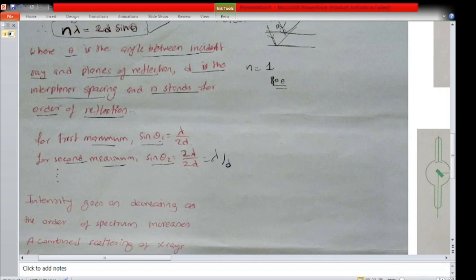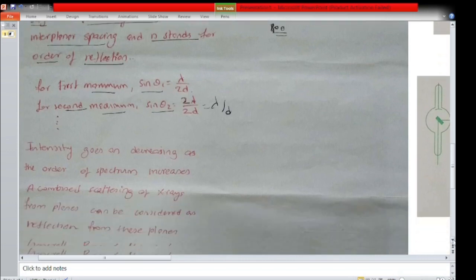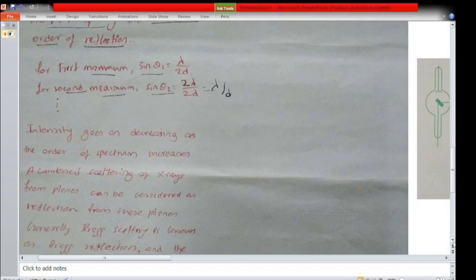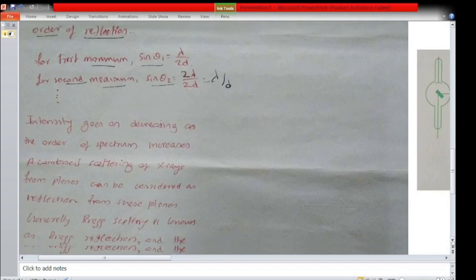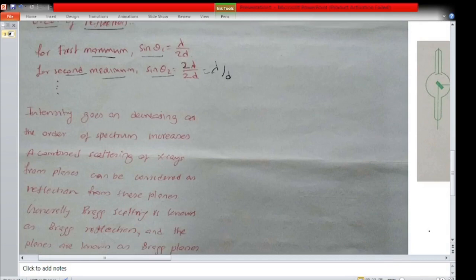And we can go for the third maximum, fourth maximum, etc. So all those things that we can consider, and the intensity of the pattern, or the spot that is formed after those reflections, goes on decreasing as the order of the spectrum increases. When the order of the spectrum increases, the intensity will be reduced. That you can see from here.